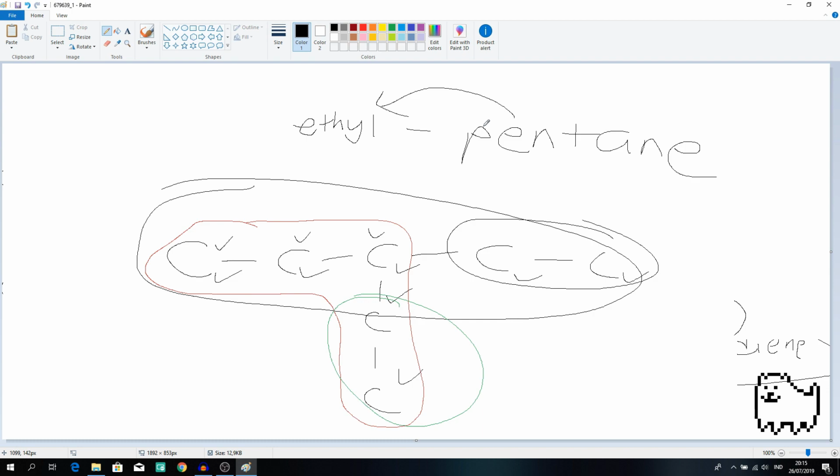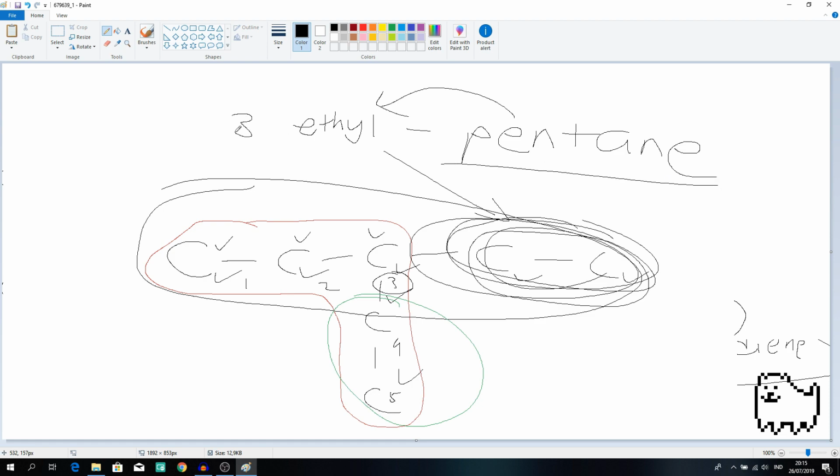So the next thing you should identify is the numbering. If we were to number, let's start with the red context at first. 1, 2, 3, 4, 5. Just follow the line. You would know that the ethyl group, this 2 carbon, is attached to the 3rd carbon of the pentane. So it's 3-ethyl, because that's how the rules work. 3-ethylpentane. Pentane with an ethyl on the 3rd carbon. That's how you read it.